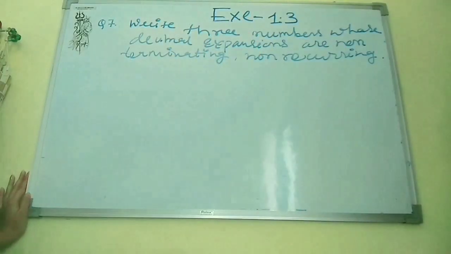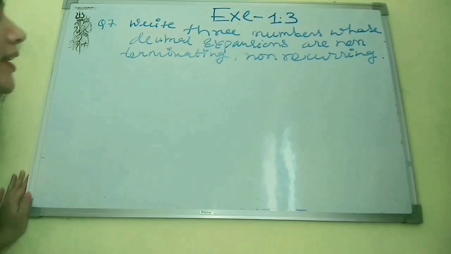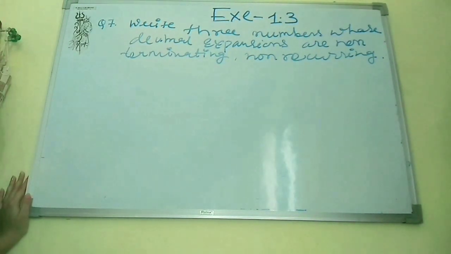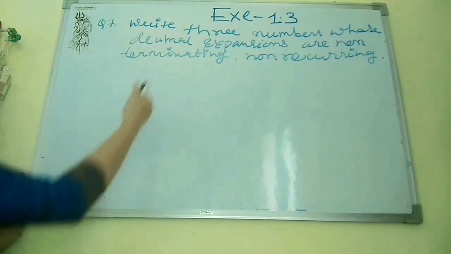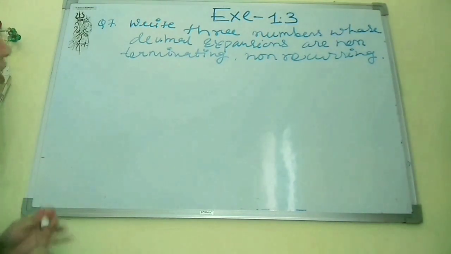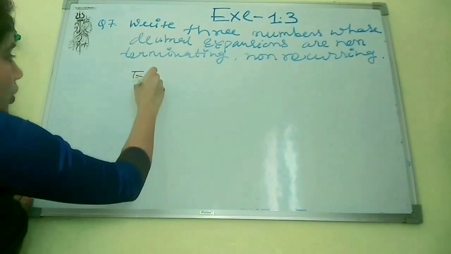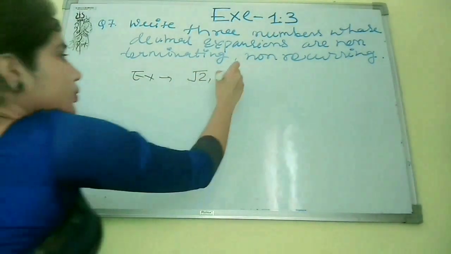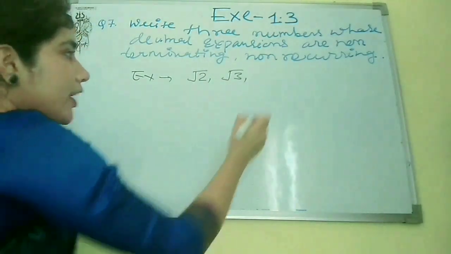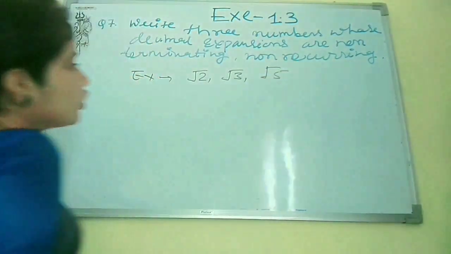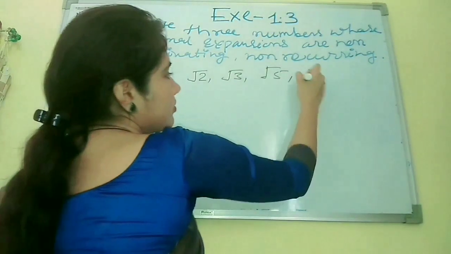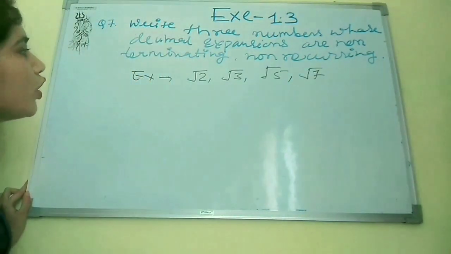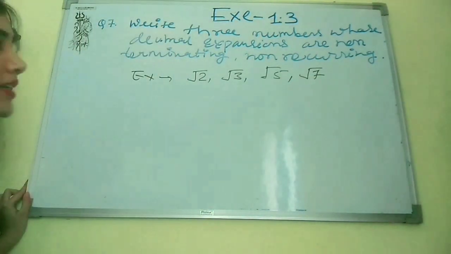Write three numbers whose decimal expansions are non-terminating and non-recurring. So this is the third type of decimal expansion. So we know that the third type is irrational number. So we can give any example of irrational number. So we know root 2. This is an irrational number. Root 3, this is also an irrational number, and root 5. You can take root 7 also, but it is asking for only 3 examples.